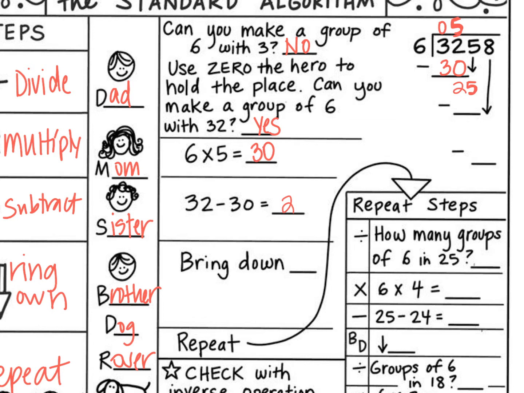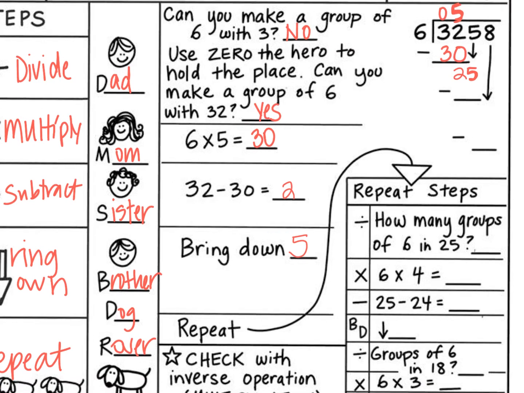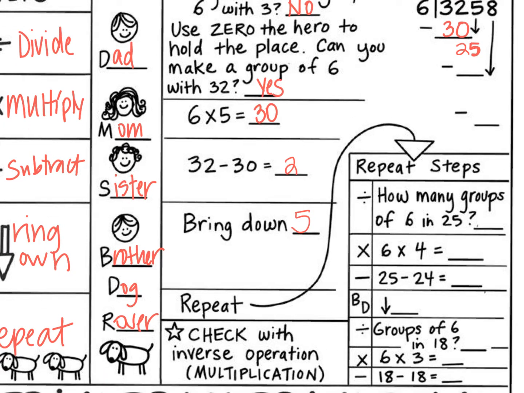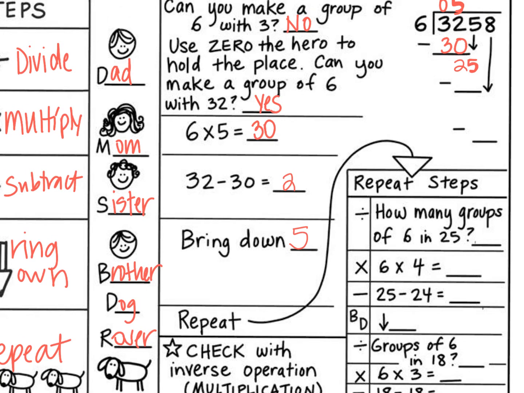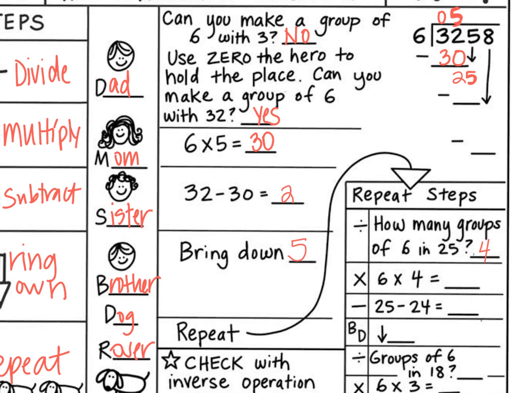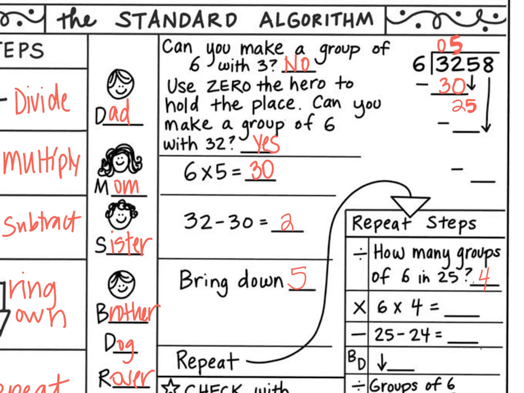And I have to repeat all of those steps. So notice I have this little box right here that says repeat steps. How many groups of 6 in 25 now? 4. So I'm going to put a 4 right up. Oh, I can't reach it on my screen. Right up here. And then the multiplication part, 6 times 4 is 24. So I'm going to put that here.